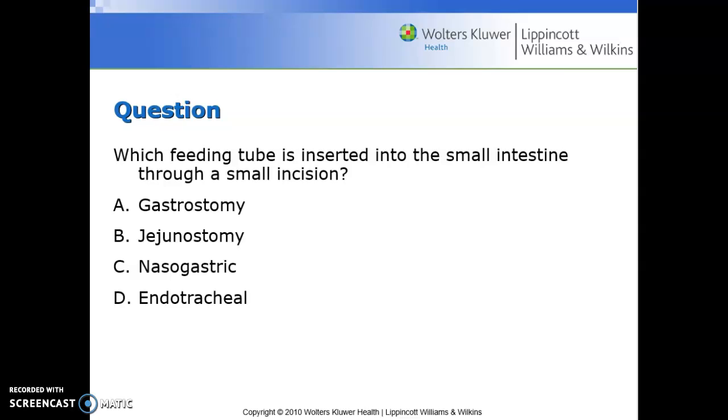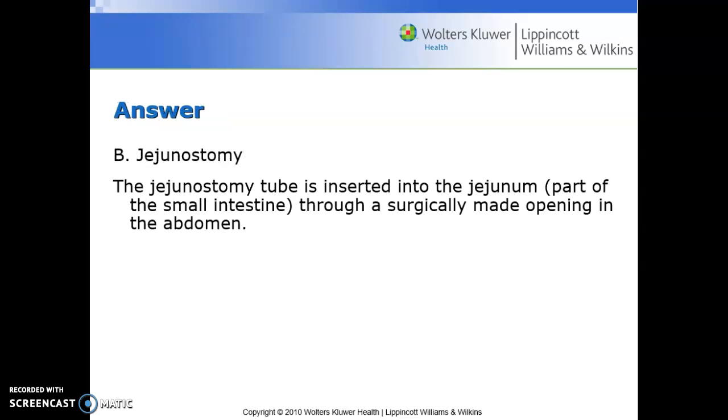Question here, which feeding tube is inserted into the small intestine through the small incision? This would be B, the jejunostomy tube. The jejunostomy tube is inserted into the jejunum part of the small intestine through a surgically made opening in the abdomen. The gastrostomy and jejunostomy tube allows for longer periods of feeding. It prevents irritation to the nose and throat, and it's not as easily dislodged.